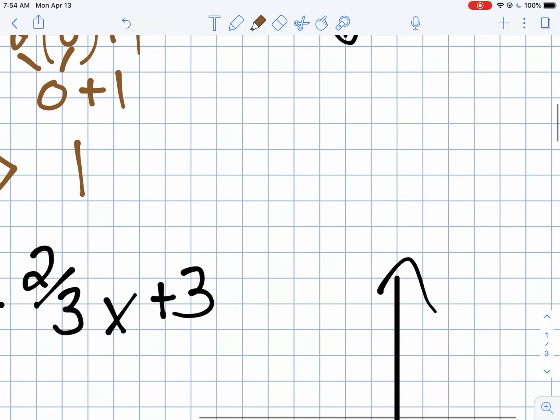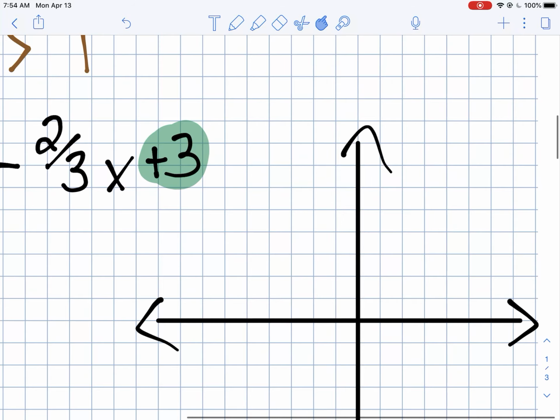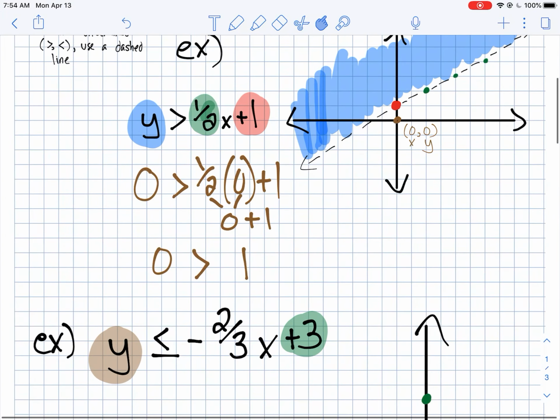Step 2, graph your y-intercept. Okay, what's my y-intercept here? Let's take a look. +3. Okay, I'm going to go to my line. I'm going to go up 1, 2, 3. Going to graph 3 right here.